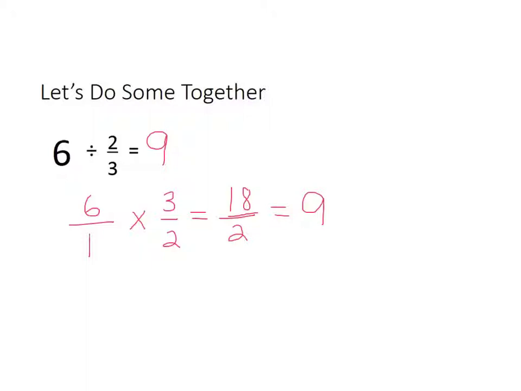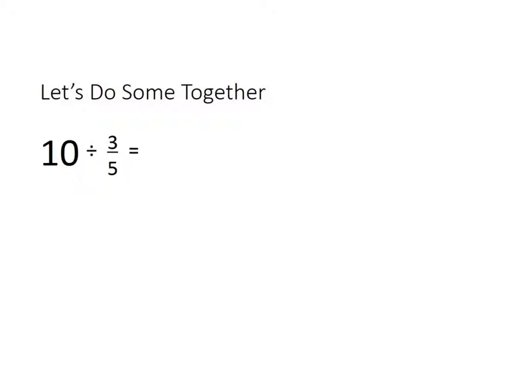What that means is if we drew out 6 wholes and saw how many groups of 2/3 there would be, 9 groups of 2/3 to equal 6. Go ahead and stop the video. Make sure you write all your notes before you continue. Let's do another one together. This is 10 divided by 3/5.